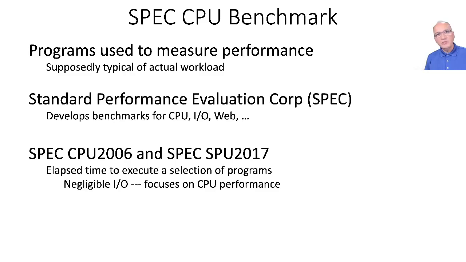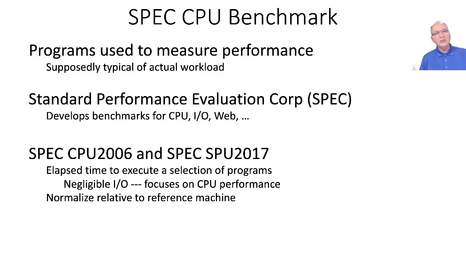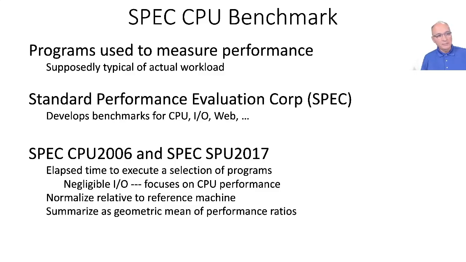As I said before, these programs do not do many input-output operations. The focus is on CPU performance. The measurement of performance in the SPEC CPU is normalized relative to a reference machine. And the idea is to pick a reference machine that will be slower than any machine that could be currently measured with that benchmark suite. And so when I do a relative performance, the relative performance to that machine will always be greater than 1.